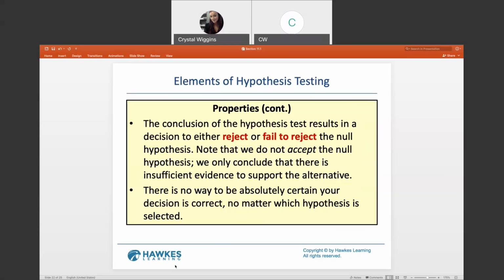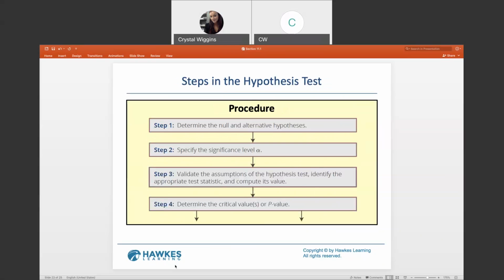There's no way to be absolutely certain your decision is correct, no matter which hypothesis is selected. Now, the steps in general, and again, our steps will be the same yet slightly different because we will be using our guru, but this is essentially what we need to do. We need to create the setup, so determine the null and the alternative hypothesis, which is what we practice today. Super, super important. Okay, specify the significance level alpha, the probability of a type 1 error occurring, which is 9 out of 10 times given to you in problems.